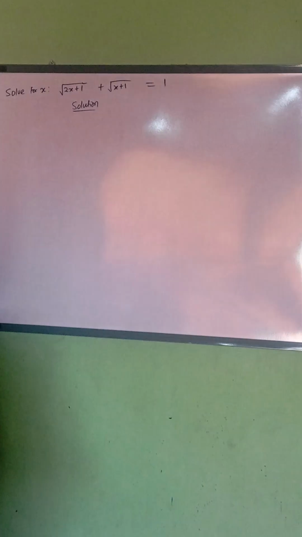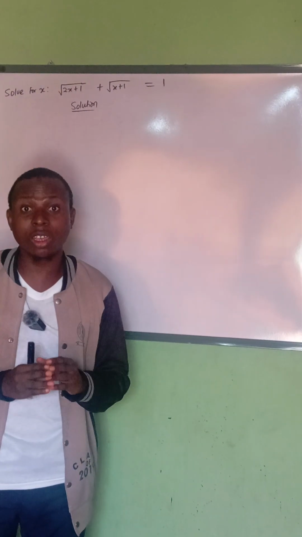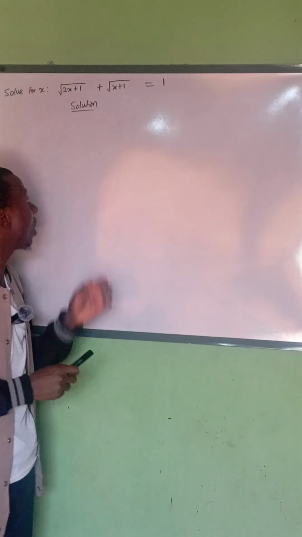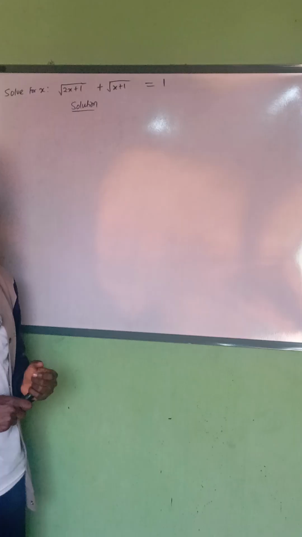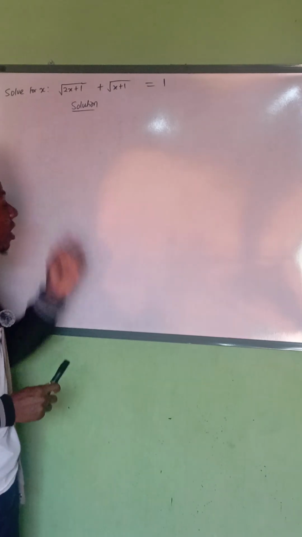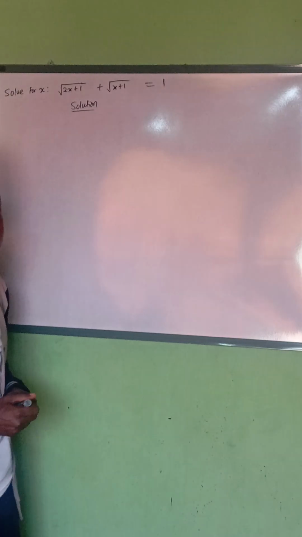Without wasting our time, let's quickly look at this mathematics question. This question looks simple, but it's so tricky. Whenever you are given this type of nested radical equation and you are asked to solve for the value of x, you need to be very careful in solving this. Now, how can we solve this to have a correct answer?